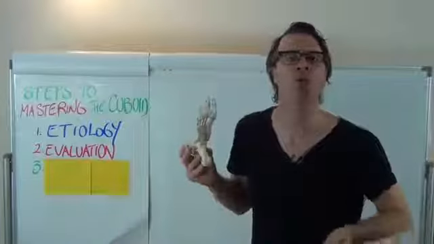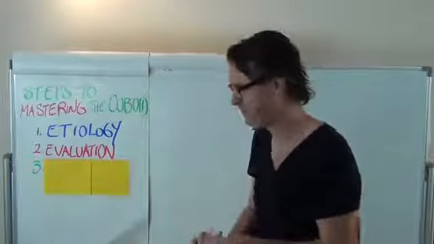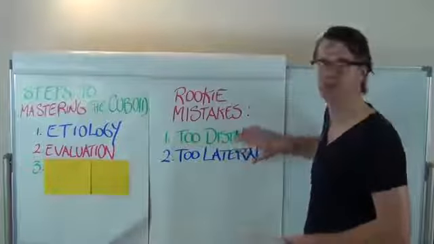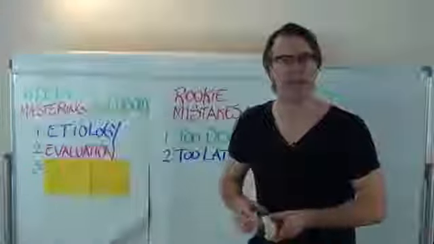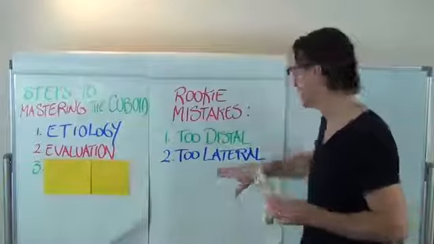Well, let me tell you what the rookie mistakes are, and you can write these down so that you don't waste your time doing them. 1, students can be too distal. They don't go proximal enough. And often they'll go from the medial process, the styloid process, to the base of the fourth and fifth metatarsals. That just ain't right.